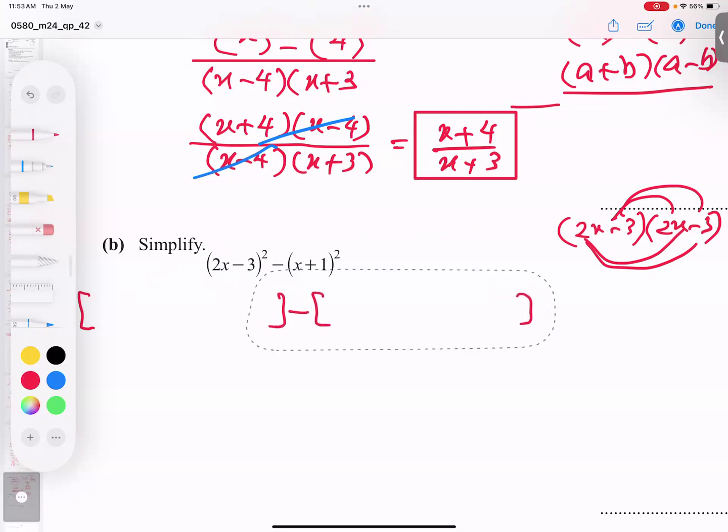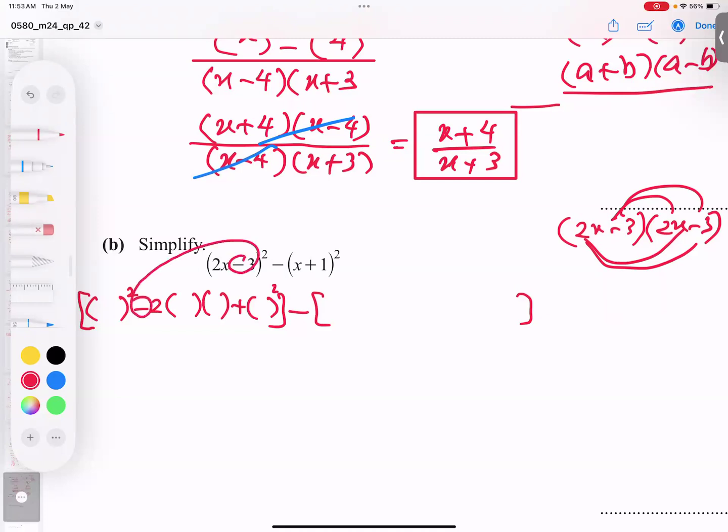So have a look. I will put one bracket square, minus 2 into first term into second term, plus second term square. This negative came due to this negative. So here, first term square plus 2 into first term, second term plus second term square. This plus 2 came due to the plus sign. It means plus, so minus, so minus. And 2 will always come, no other number.